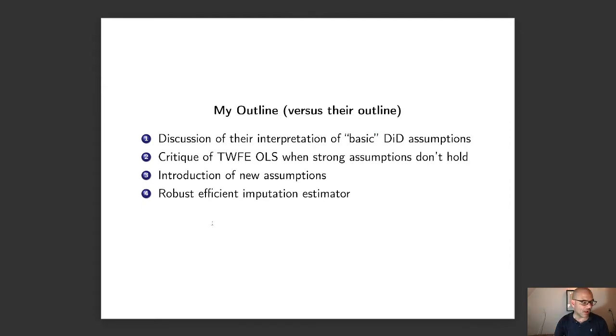So here's my outline of their paper. This is not their outline; this is how I have understood their paper. I'm going to discuss their interpretation of the basic diff-in-diff assumptions, their critique of two-way fixed effects when the strong assumptions don't hold, their new assumptions, and then I'm going to look at their robust, efficient imputation estimator.